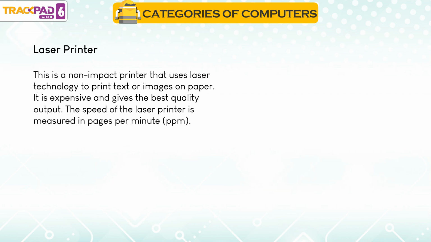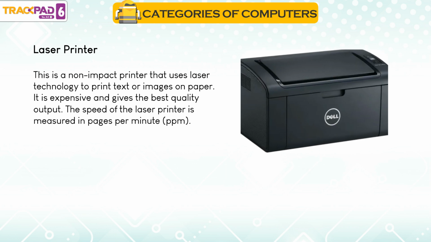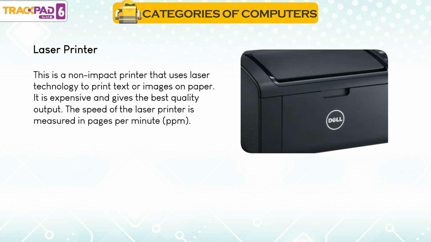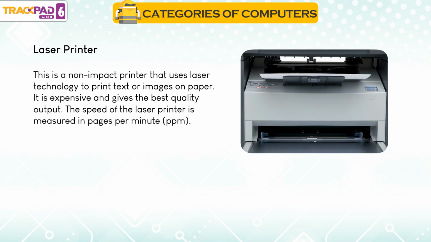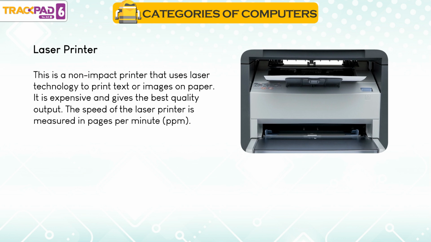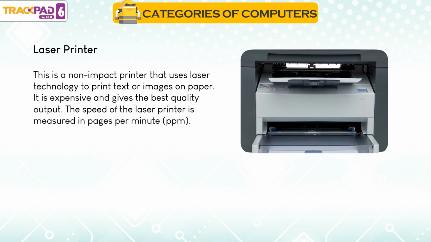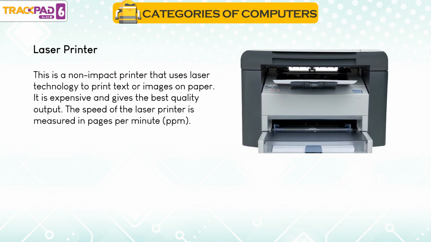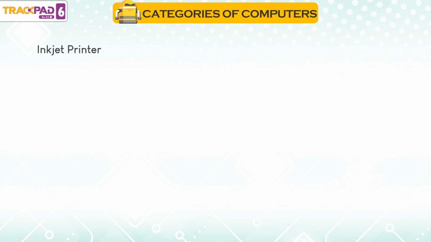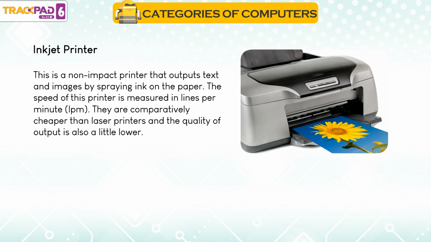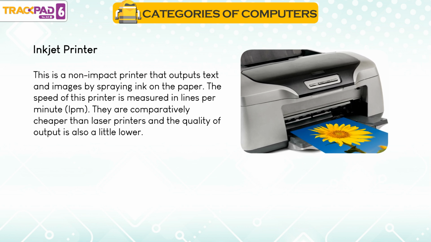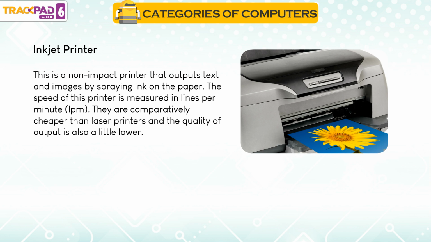Laser printer. This is a non-impact printer that uses laser technology to print text or images on paper. It is expensive and gives the best quality output. The speed of the laser printer is measured in pages per minute, ppm. Inkjet printer. This is a non-impact printer that outputs text and images by spraying ink on the paper.